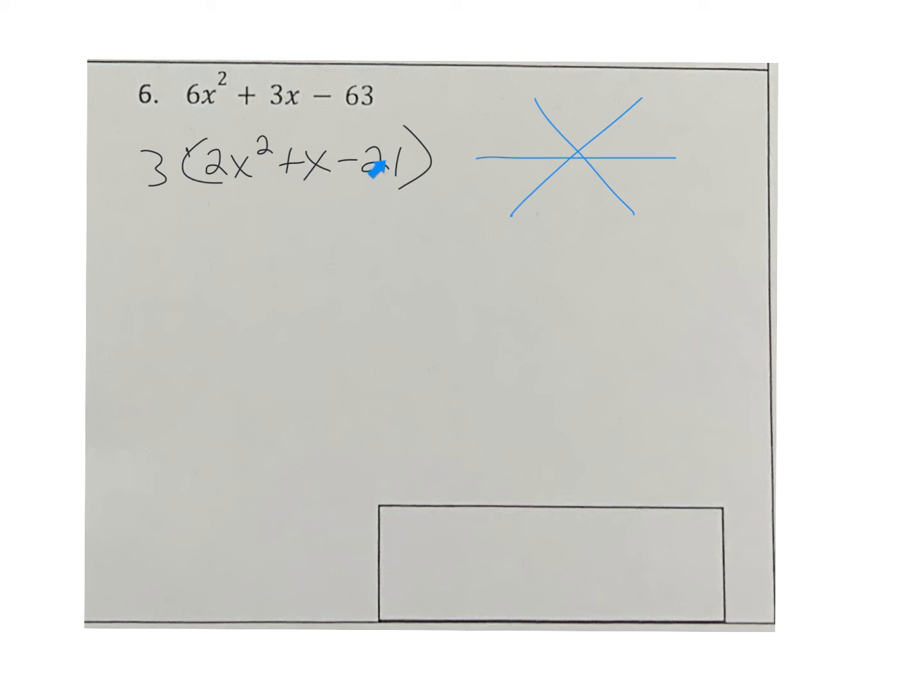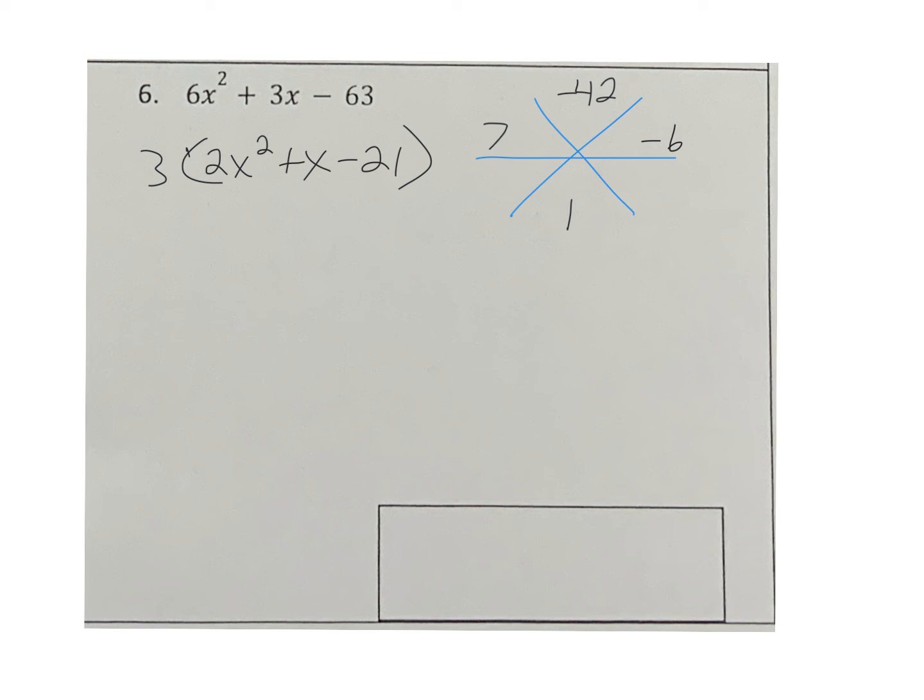I'm going to multiply a times c. 2 times negative 21 is negative 42. So I'm looking for the factors of negative 42 that equal 1. That's the value of b. Well, the factors of 42 that work are going to be 7 and 6. When I combine them or add them, I need a positive 1. So I'm going to use 7 and negative 6.